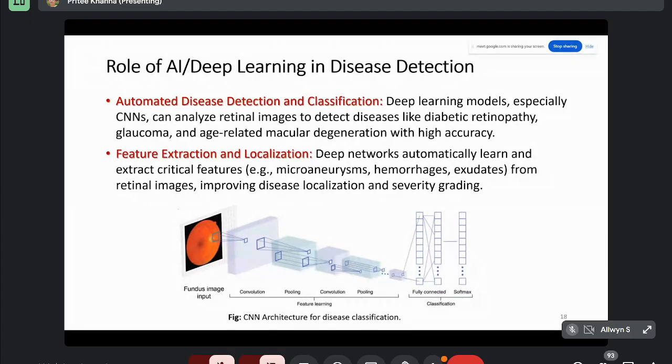And here another good point is that these deep neural networks can automatically learn these features, and we do not only see one thing. After classification, we go to the next level of the problem, that is segmentation. So we do not only want to know that okay, the problem is there, but we also want to know where this problem lies. These deep neural networks can learn and extract these critical features from the retinal images, which improves the disease localization and severity grading. So we want to grade them.